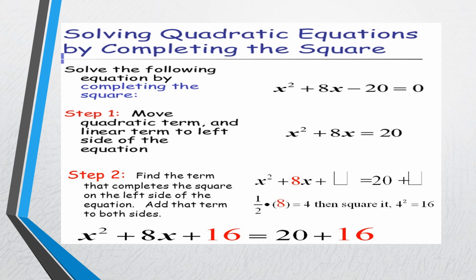Step number 2. Find the term that completes the square on the left side of the equation. Add that term to both sides. So what we're going to do? You're going to multiply 1/2 of the linear term. So that is 8x. 1/2 of 8, that is 4. Then we squared it. 4 squared, that is 16. So add that term to both sides. So x squared plus 8x plus 16 is equal to 20 plus 16.